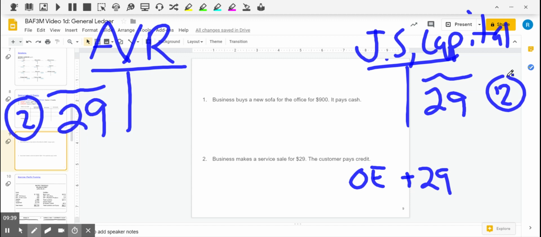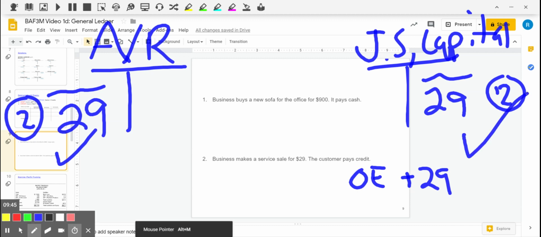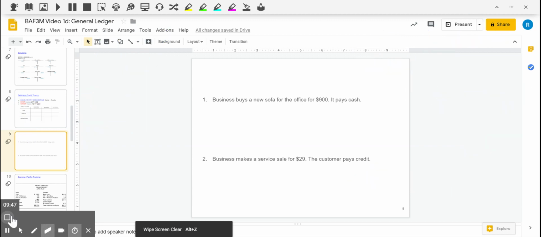Double check: do debits equal credits? Yes, we debited one account in this transaction for $29, and we credited one account for $29. The double entry bookkeeping system holds up. Thank you for your patience, by the way, with this explanation.